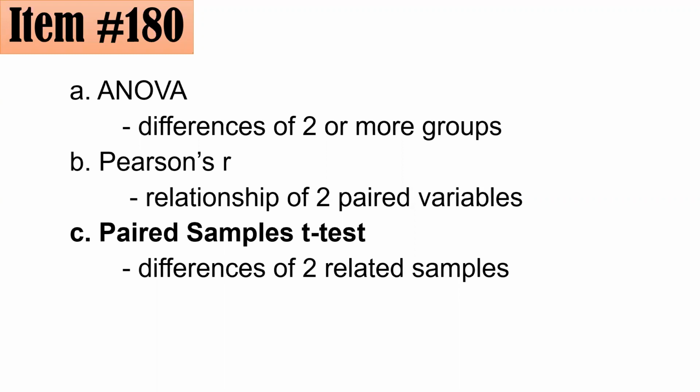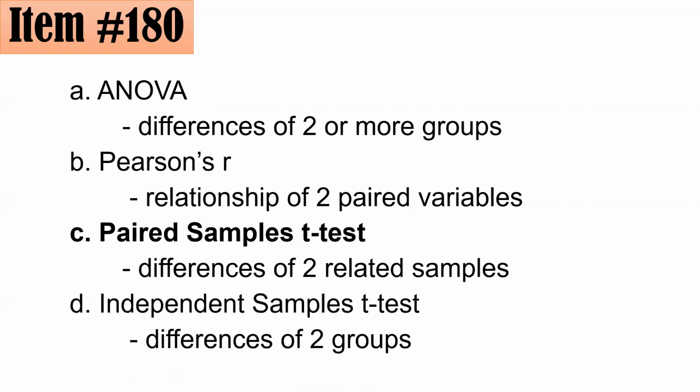Since your data are paired, then paired samples t-test po yung ginagamit natin. And that's actually the correct answer here. Other books or other sources call it t-test for paired samples or dependent samples t-test. And lastly naman po, yung independent samples t-test, if you would like to determine if there are differences between exactly two groups. If there are significant differences in the means of the two groups. So letter C po yung tamang sagot natin.